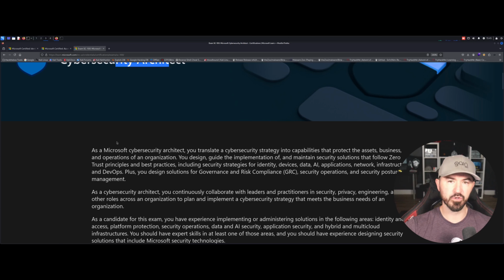So what do you want to focus on here? You want to focus on designing and evaluating security strategies. So now you're the head honcho. You're designing the whole solution, right? Zero trust strategies, security operations strategies, compliance and governance, hybrid and multi-cloud security. I remember I got questions on here about different clouds like GCP, AWS, and just integrating different clouds.